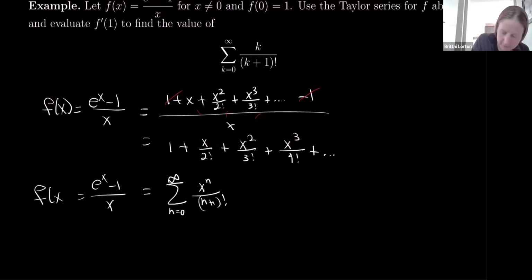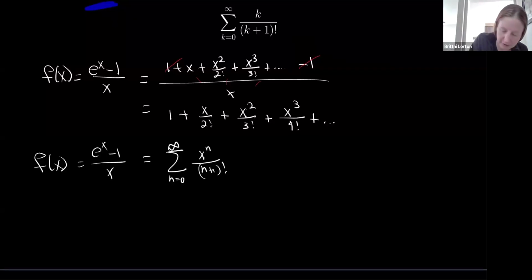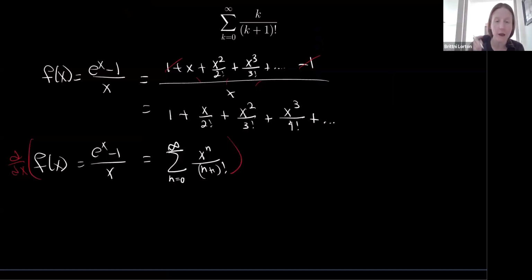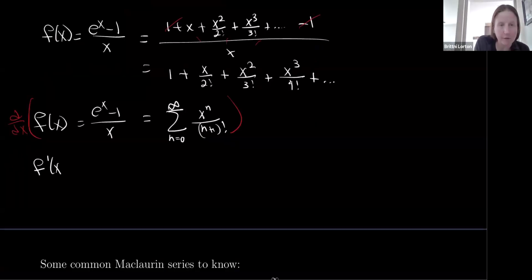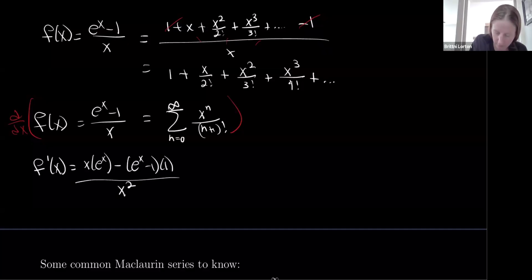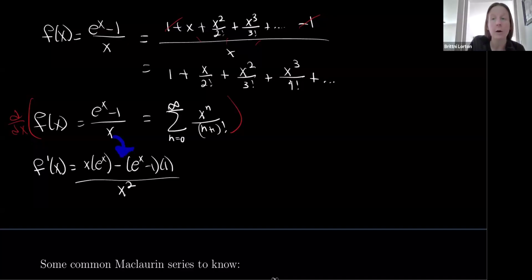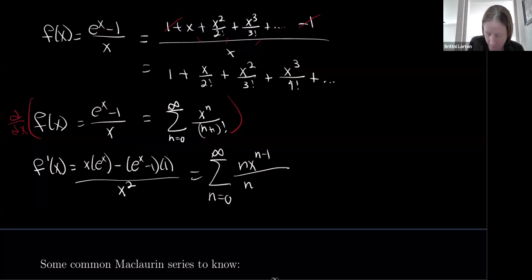Cool. It did say to find f prime of 1. So now we just find f prime. I'm going to take the derivative, but remember, whatever you do to one side of the equal sign, you must do to the other side of the equal sign as well. So I'm going to do the derivative on both sides. f prime of x, quotient rule. Low d high minus high d low all over low squared. From here to here, quotient rule from Calc 1, equals the sum from n equals 0 to infinity. Bring the power down, subtract 1 from the power. Bring the power down, subtract 1 from the power.